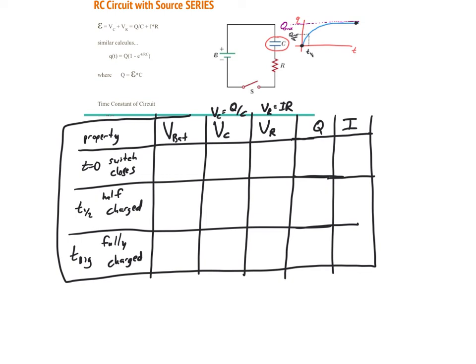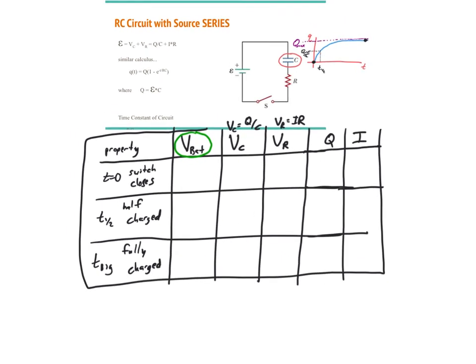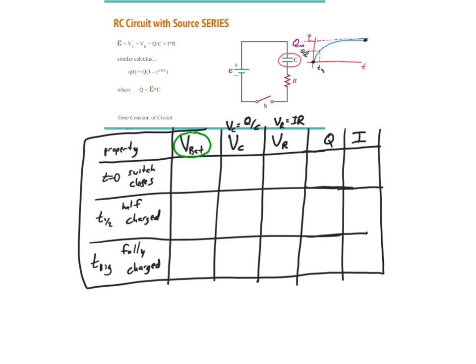One of these columns is easy to fill out. And it's easy to fill out because it doesn't change. And that will be the voltage across the battery. We're using a DC power supply, which means that it's providing a constant voltage. That constant voltage is going to have a value equal to the EMF. So whatever the EMF is, it's the same at all 3 of those times.